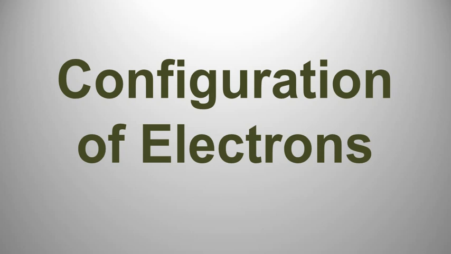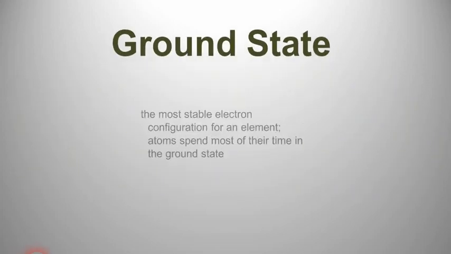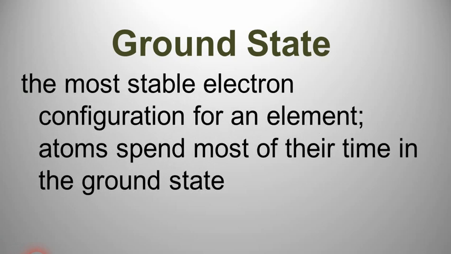If you've watched the last two lessons, then hopefully you have a fairly strong grasp of how to write electron configurations. In this lesson, we're going to continue that and build on this idea of how electrons are configured. Now, all these electron configurations that we've been writing in the last few lessons have basically been what we call ground state electron configurations. Now, what that means is that ground state electron configurations are the most stable electron configuration for an element. And atoms spend most of their time in the ground state.